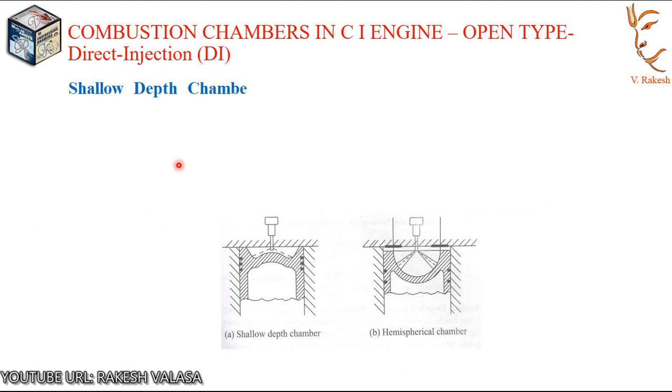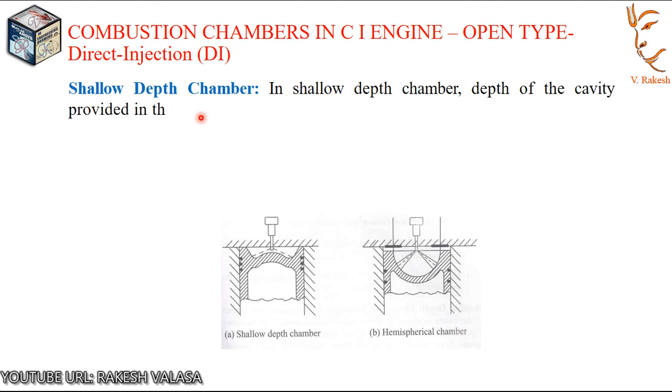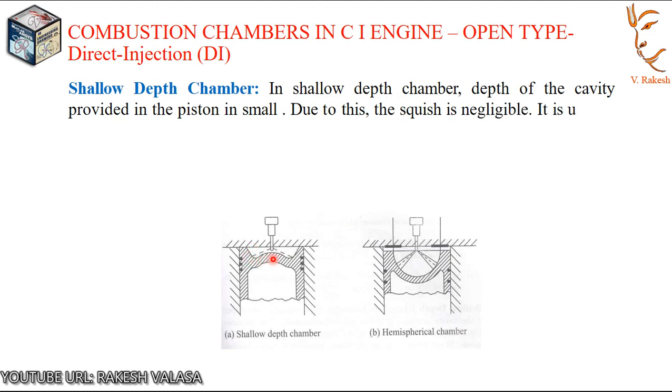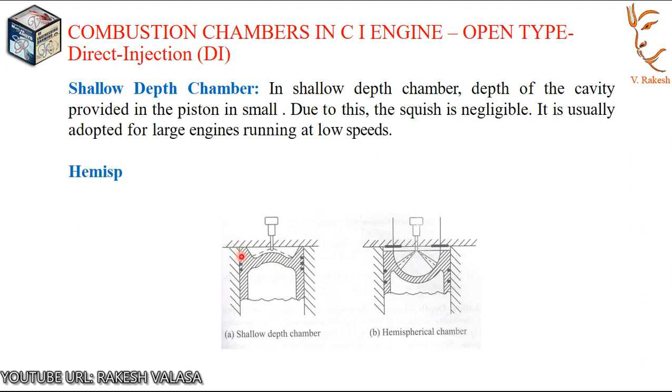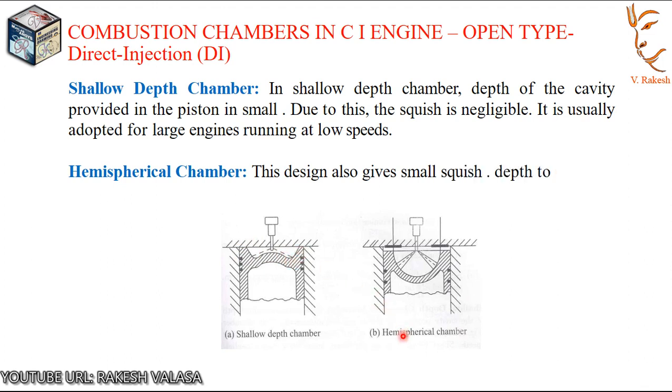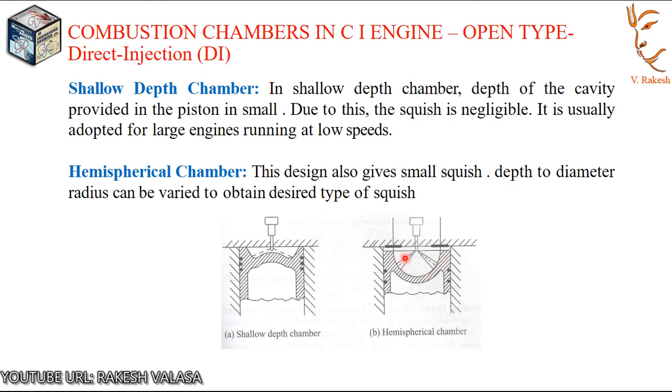In this, first one is shallow depth chamber. In shallow depth chamber, the depth of cavity provided in the piston is small. Due to this, the squish is negligible. It is usually adopted for large engines running at low speeds. Second type is hemispherical chamber. This design also gives small squish. Depth to diameter ratio can be varied to obtain the desired type of squish for better performance.